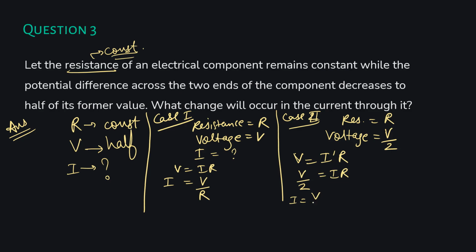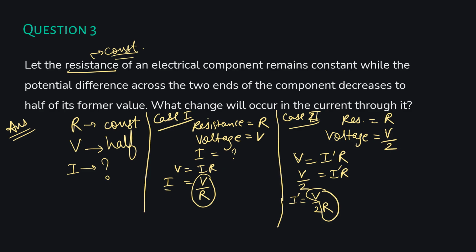V upon 2 R, right? Now you can use the same two methods. Either you can divide I and I dash and calculate it, or, which I prefer, just use the common terms. Now look at I. What is I? I is V by R. Can you see V by R in this term? Yes, here it is. And what do we know V by R to be? V by R is nothing but I.